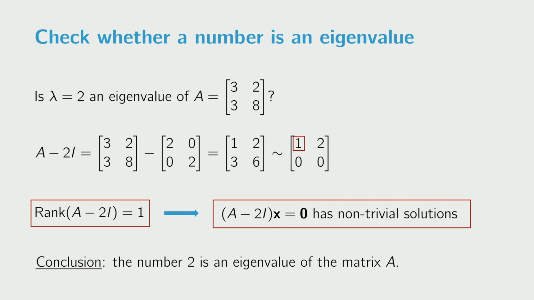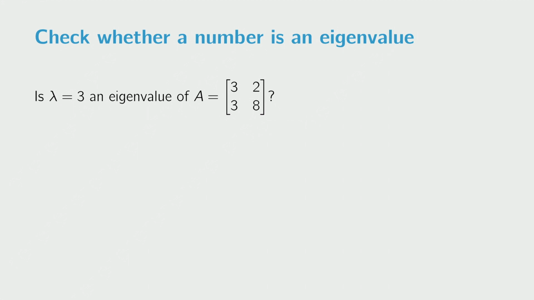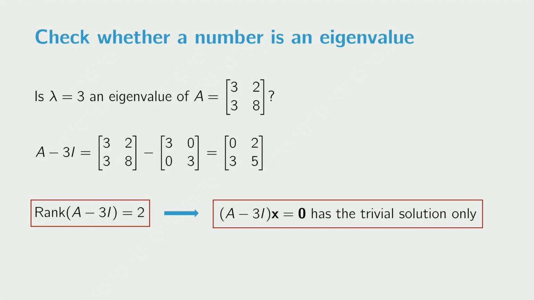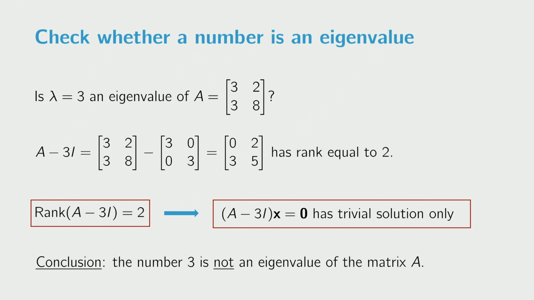Now, let's ask the same question for the number 3, for example. The matrix A minus 3 times I is equal to the matrix 0, 2, 3, 5, whose columns are clearly linearly independent, so this matrix has rank 2. Hence, the system A minus 3 times I times x is equal to the zero vector has the trivial solution only. Hence, the number 3 is not an eigenvalue of the matrix A.